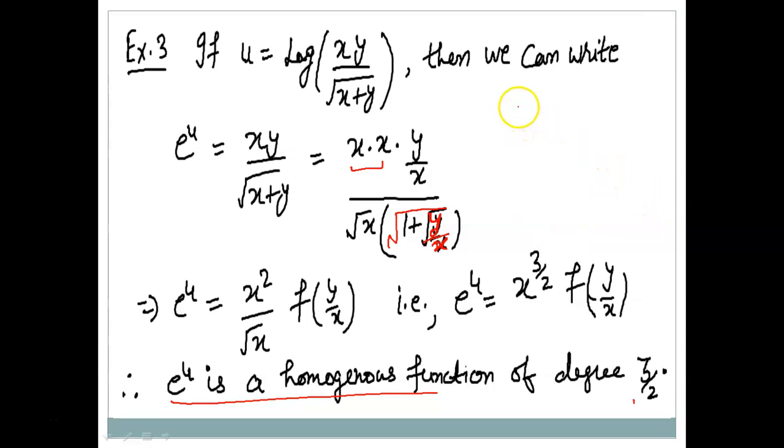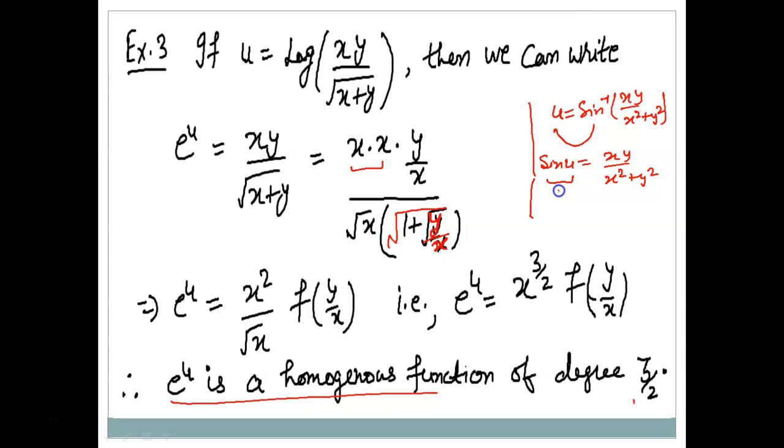One example, in trigonometry, if we look at certain situations, I can write u equal to, suppose, sine inverse of xy over x square plus y square. And if you are asked whether this function is homogeneous or not, then you will not be talking about the homogeneity of this function u. You should take this sine inverse on this side, so that it becomes sine u equal to xy over x square plus y square. In that situation, you will talk about the homogeneity of the function sine u.